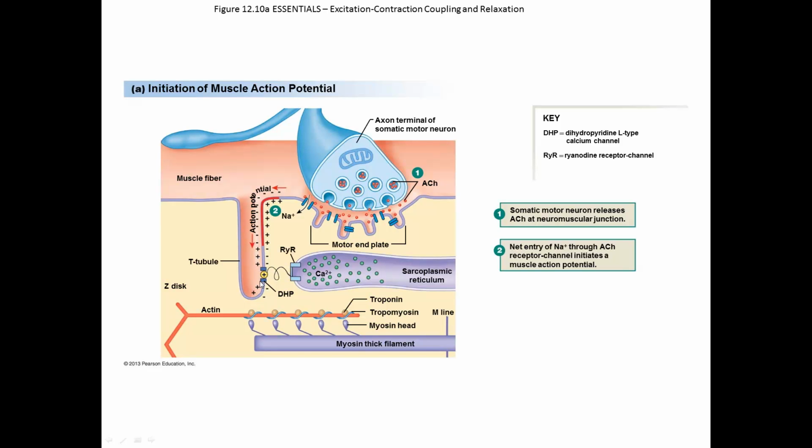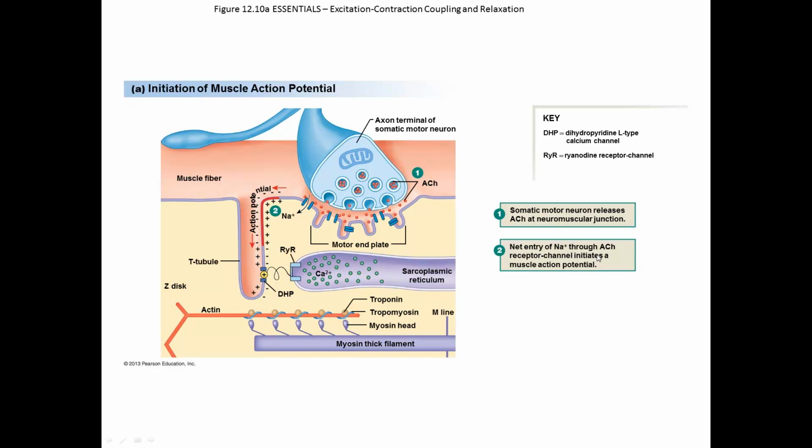Any voltage-gated channel has a part of its structure that is highly charged and will respond to an electrical signal. And so the wave of depolarization that passes this dihydropyridine receptor will cause it to physically move, and because the dihydropyridine receptor has a physical connection with the ryanodine receptor, which is the calcium release channel from the sarcoplasmic reticulum, you will trigger calcium release.